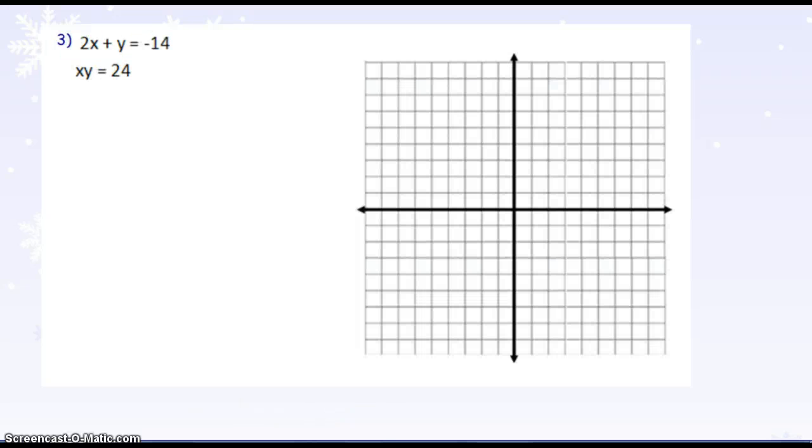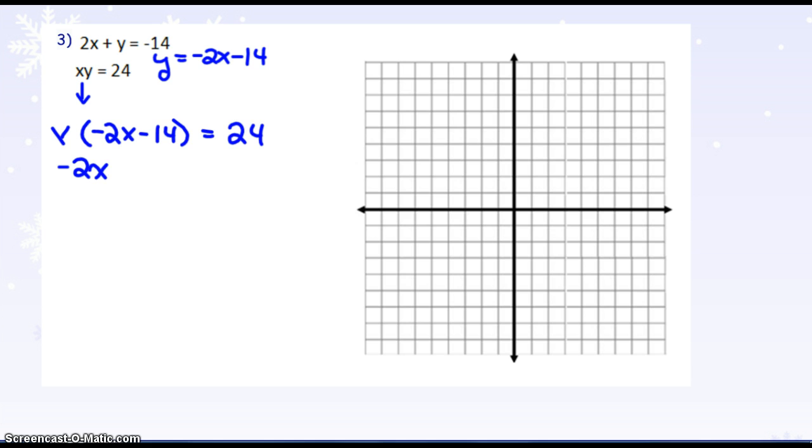Here is another one. You can see we have a linear and a hyperbola for this one. So you'll want to go through and decide what you think is going to be easiest. For me, I think getting y by itself will be best. So we'll have y equals negative 2x minus 14. I'm going to plug into this. So I'll have x times negative 2x minus 14 equals 24. Distribute the x.